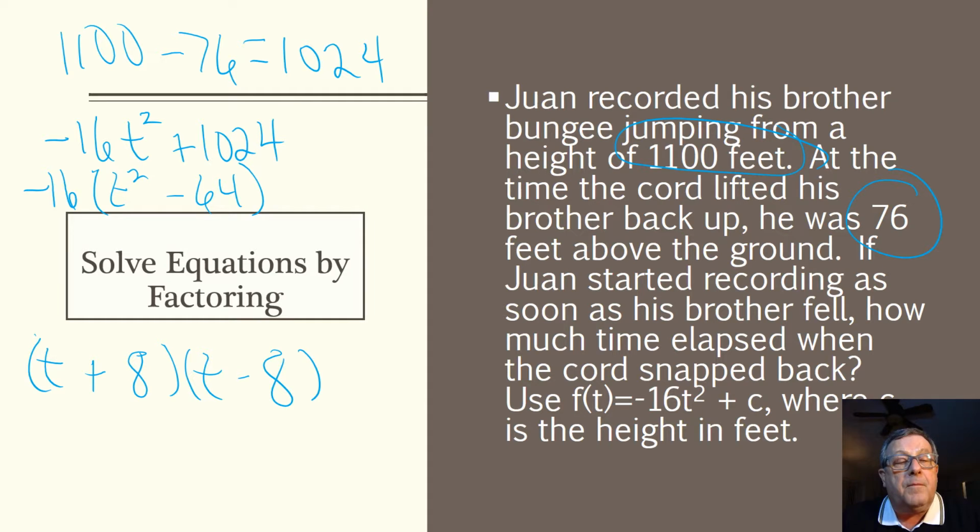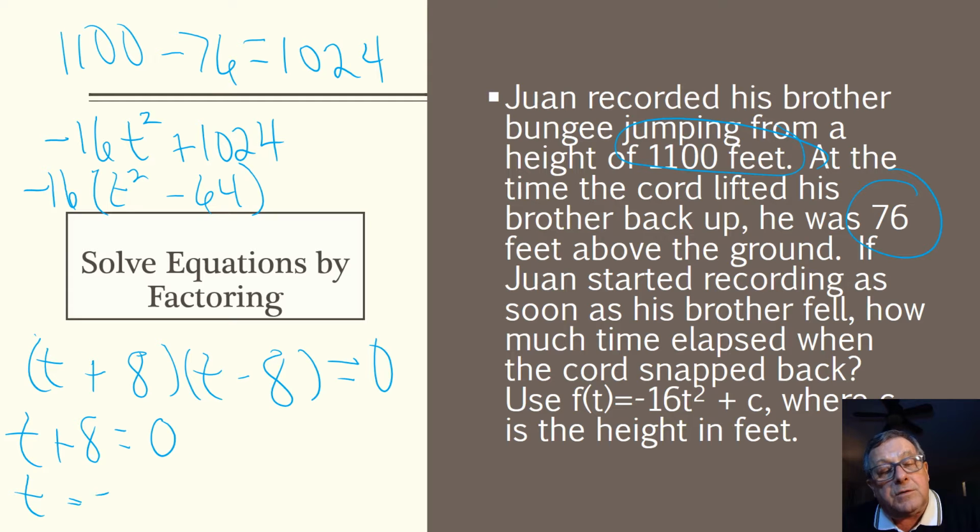Let's kind of FOIL that back in our heads before we solve. T times t is t squared. T times negative 8 is negative 8t. Positive 8 times t is positive 8t, so the negative 8t and the 8t are going to cancel out. And 8 times negative 8 is negative 64, so there we go. We would just simply set each factor equal to 0 and solve. On this side, I'd subtract 8 from both sides, so I got t equals negative 8.